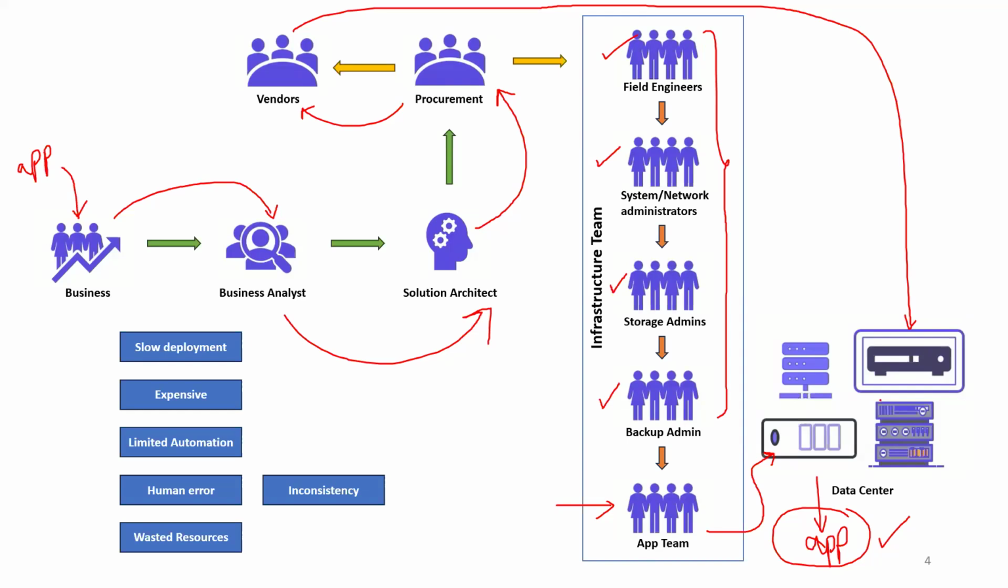Due to these disadvantages over the past decades, organizations are looking for an alternative way of working. That's where the cloud platforms came into the picture. You are facing the problems of a slow deployment model, expensive, limited automation, human error, inconsistency in the environment, and wasted resources. This leads to a lot of problems. That's where the companies are looking for an alternative solution.